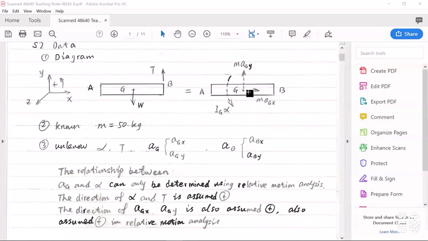We also assume the direction of AGX and AGY positive. And we will use relative motion analysis, and you know that will be vector calculation, and we can determine the correct direction of alpha, AGX, and AGY after the relative motion analysis.